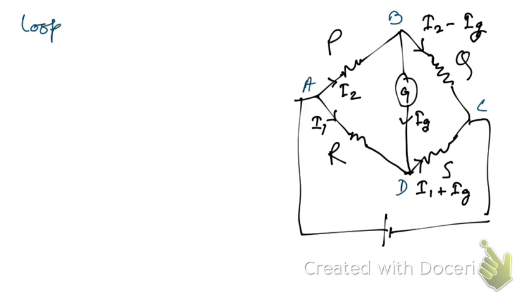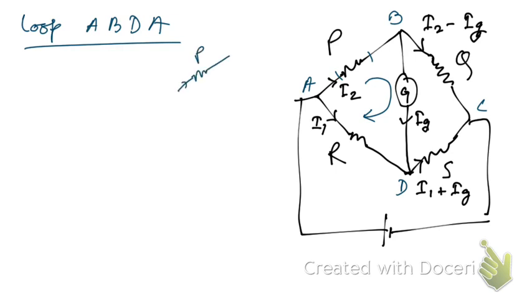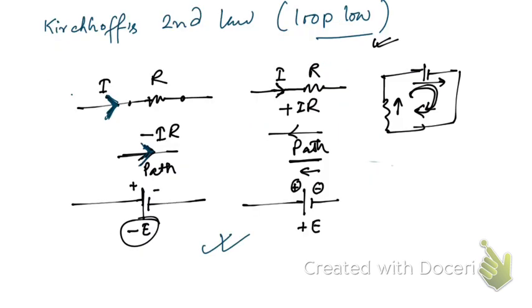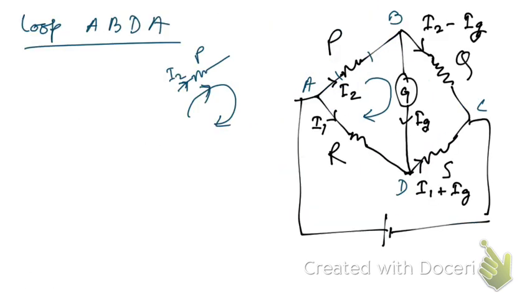Now let us take the loop A, B, D, A, and let me take the path in the clockwise direction. For this resistor P, the current is I2 and the path is taken this way, which means the path and the current direction are the same. According to our sign convention, we take this negative. So the potential difference across it, according to Ohm's law, is I2 into P, and when the current and path are the same, it is taken as negative.